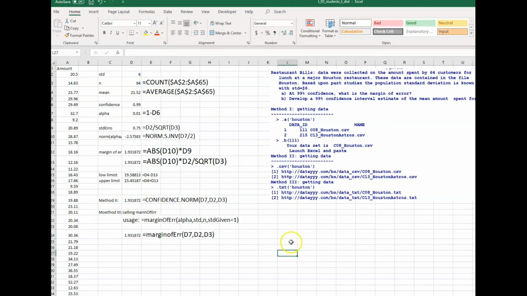The bottom line is, question number 1 is, what is margin of error? We apply the formula, then we can calculate margin of error. Alternatively, we can use Excel CONFIDENCE.NORM. Why use norm? Because sigma is given. Method 3, you can use my VBA. It's simply called margin of error. Then we got the exact same result.